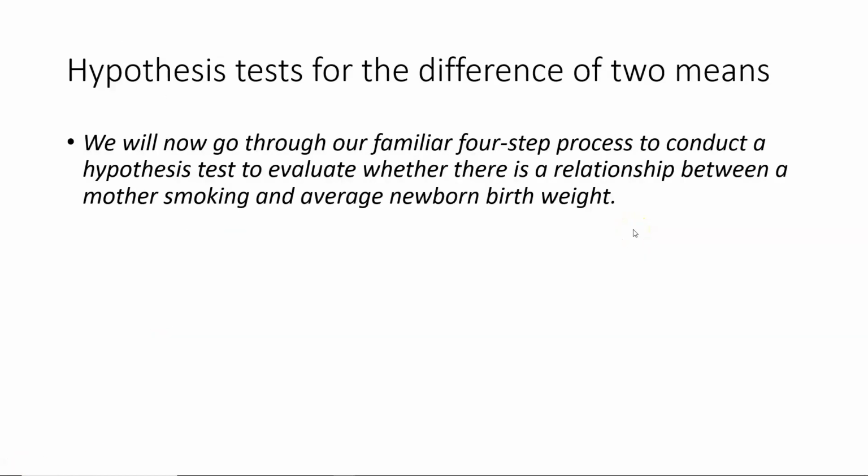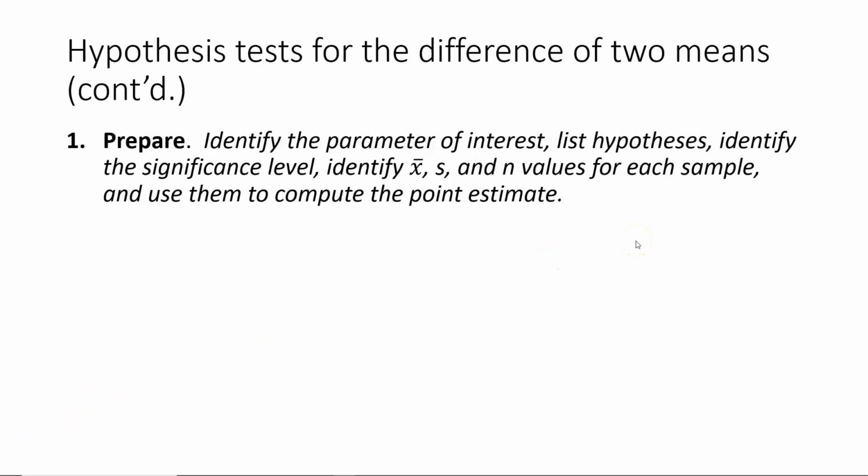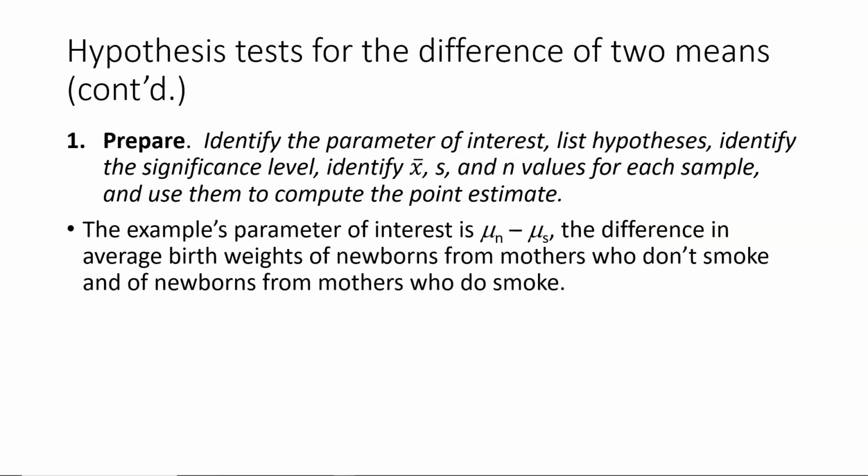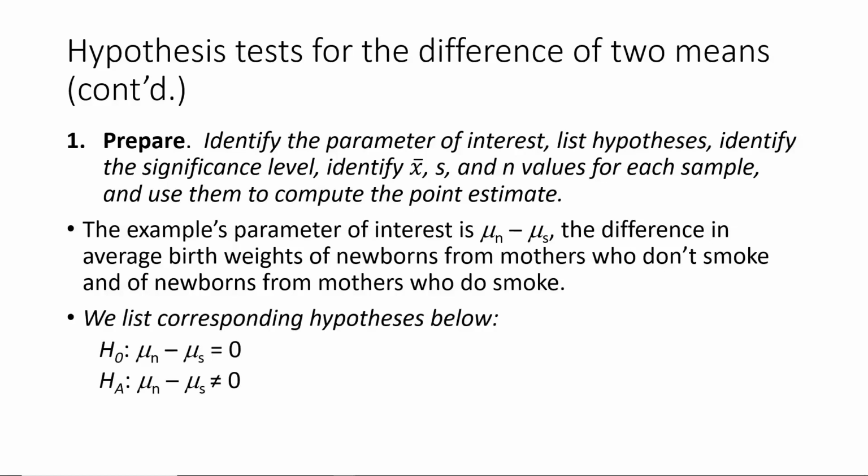We will now go through our familiar four-step process to conduct a hypothesis test to evaluate whether there is a relationship between a mother smoking and average newborn birth weight. So step one is our prepare step. First, we identify the parameter of interest, which in this case is the difference in average birth weights of newborns from mothers who don't smoke and of newborns from mothers who do smoke. By the way, the subscript N stands for non-smoking.